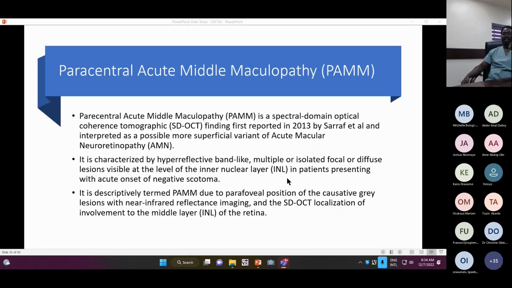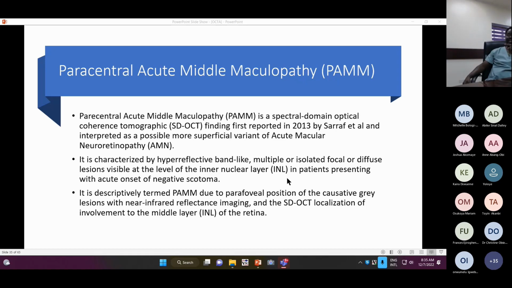So I'll introduce us to something else that comes up with the introduction of OCT angiography. Like I said, it's been postulated that there are three basic layers of the retinal vascular network: the superficial, the deep, and the intermediate. So paracentral acute middle maculopathy is a spectral domain optical coherence tomography finding.